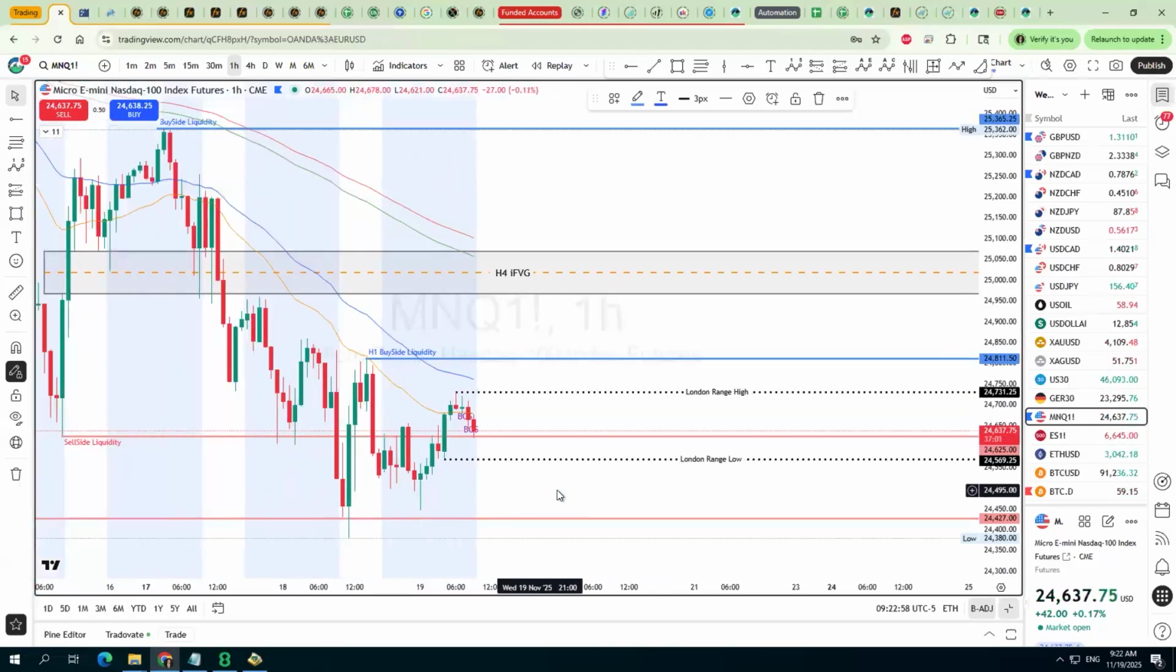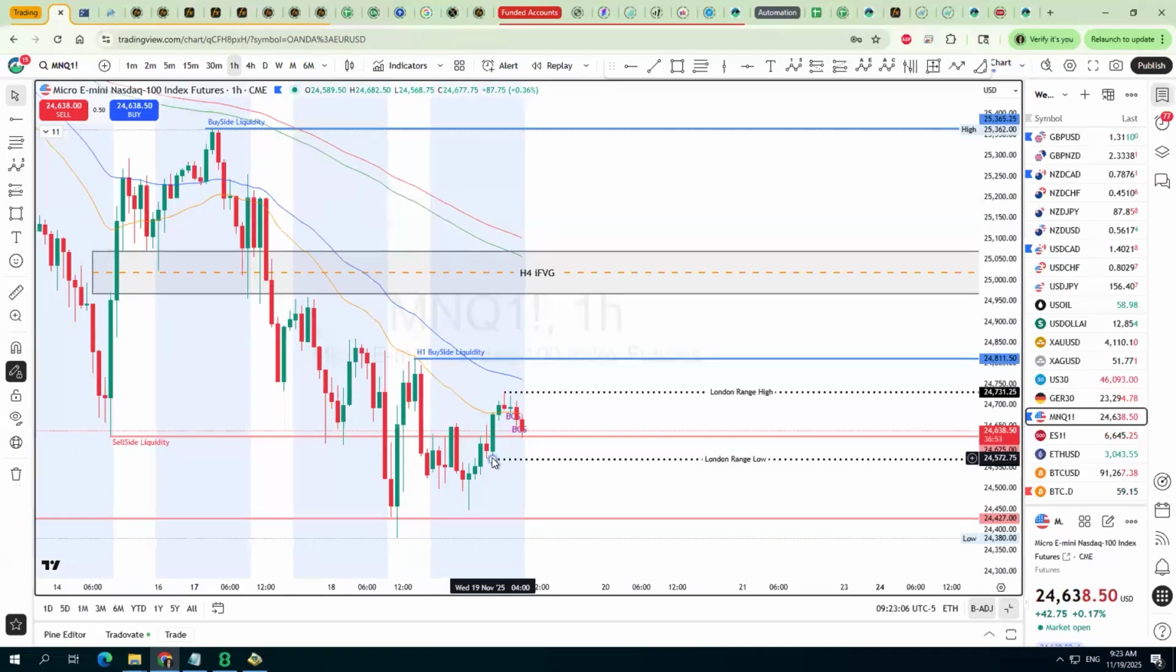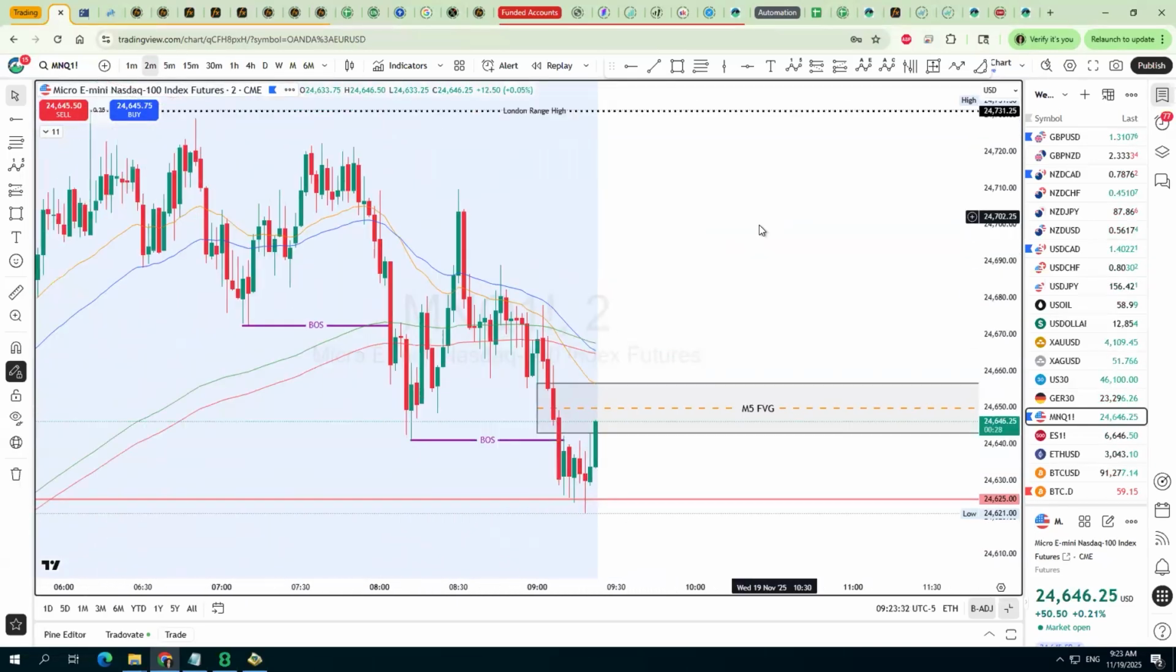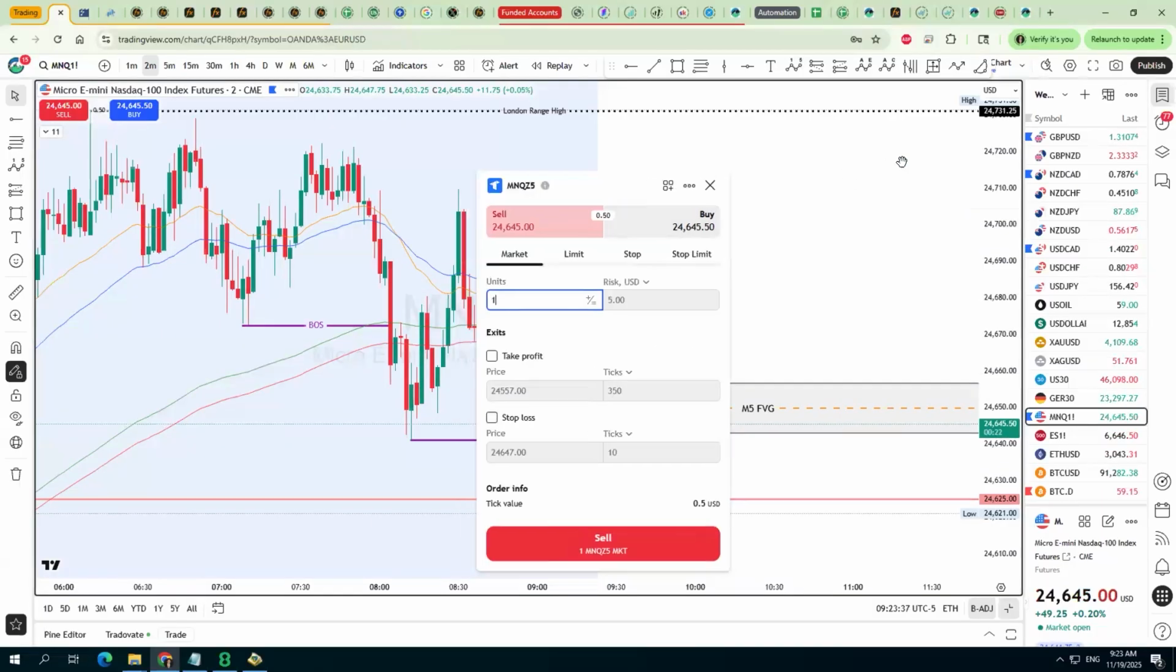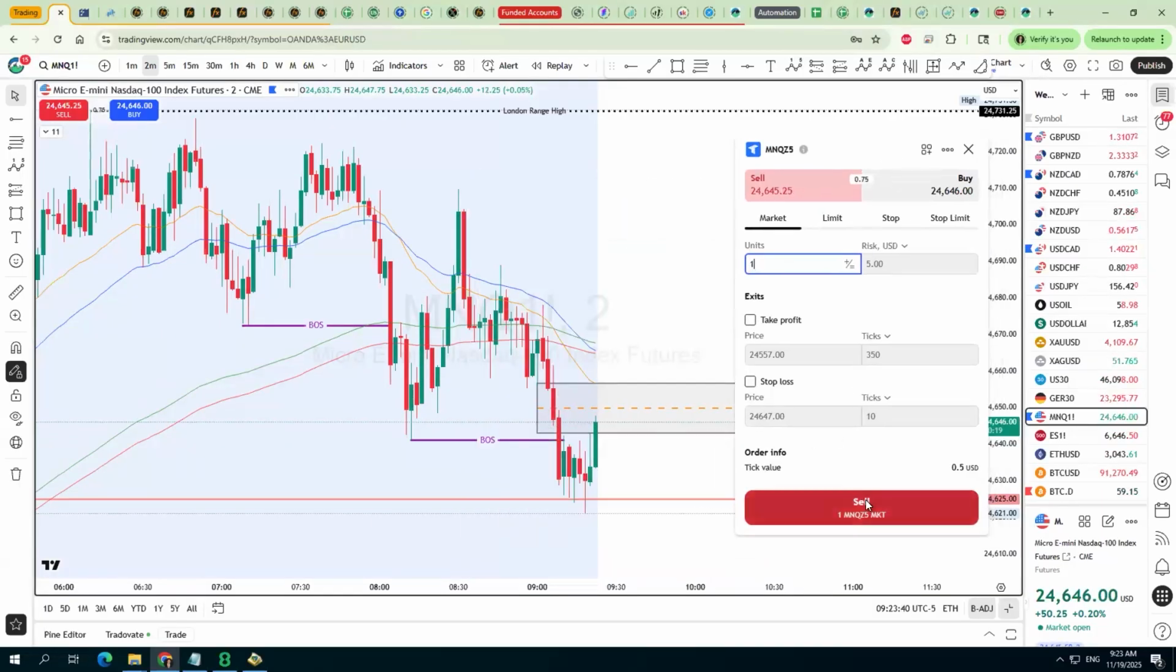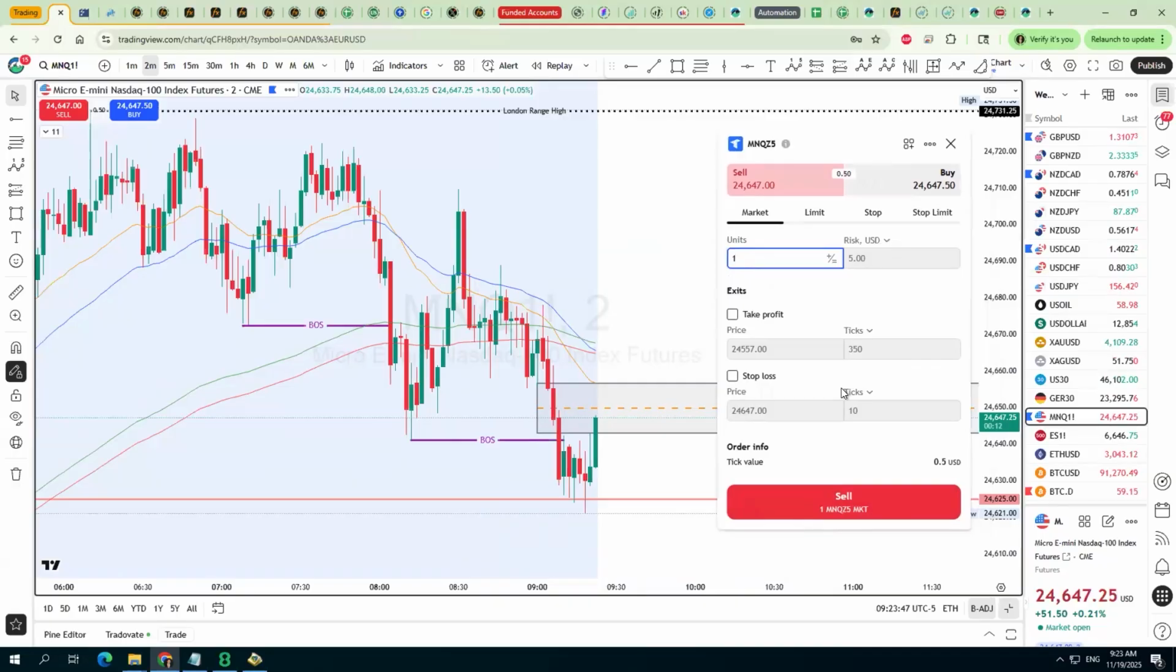You can see the 1-hour time frame. And this London low, once that is taken out, we could go all the way back down to these lows here as well. All right, back to the 2-minute. And I said to you, as the market goes to this midpoint here, I might just go ahead and do some scalping here.